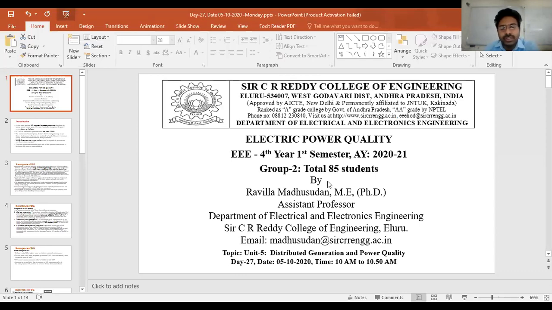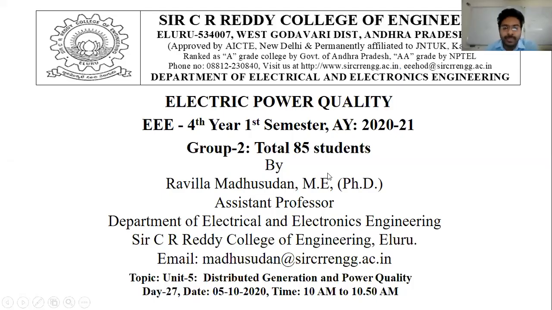You know what a distributed generation is. Whenever a generating station is less than 10 megawatt and it is connected nearby the load locations, remember, nearby the load locations, then only you can call it a distributed generation. Some people may call it embedded generation, but the correct word is distributed generation.